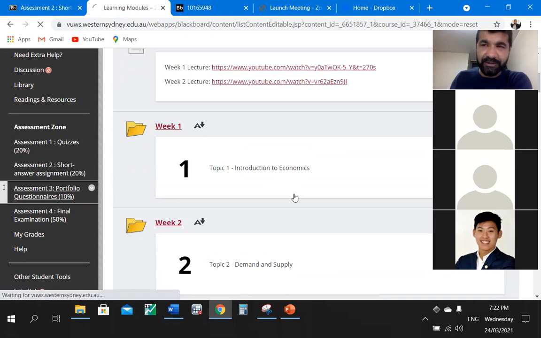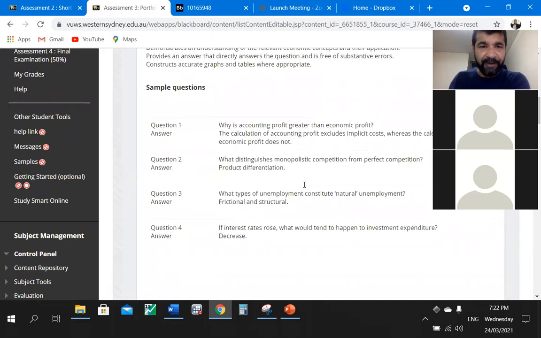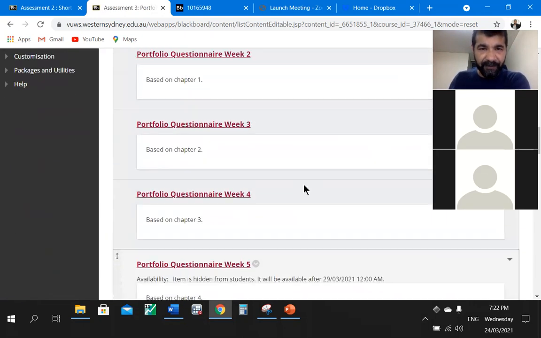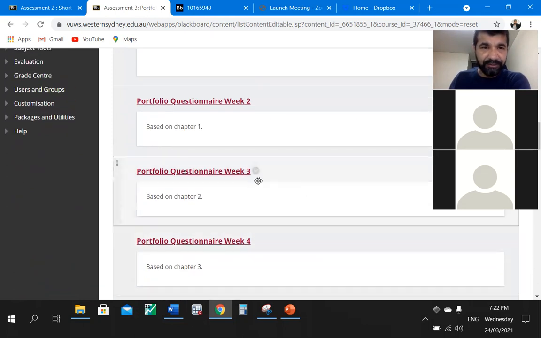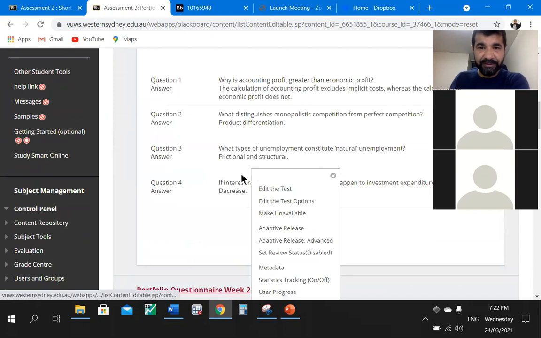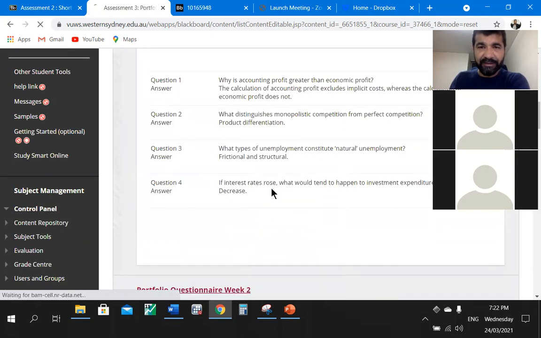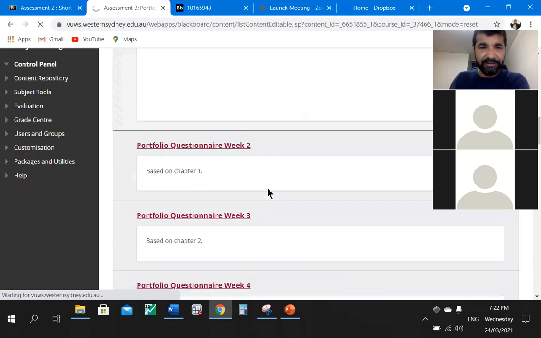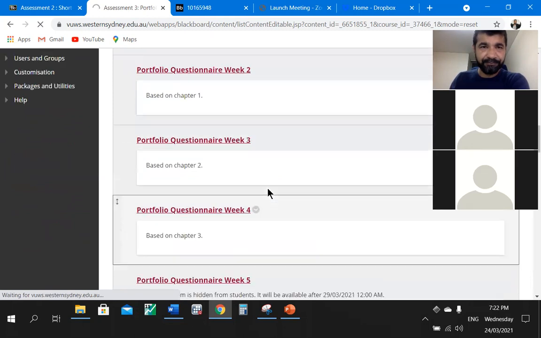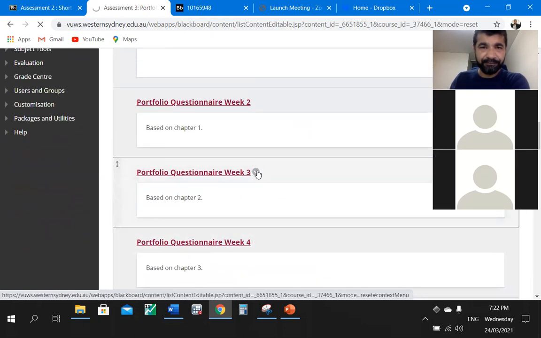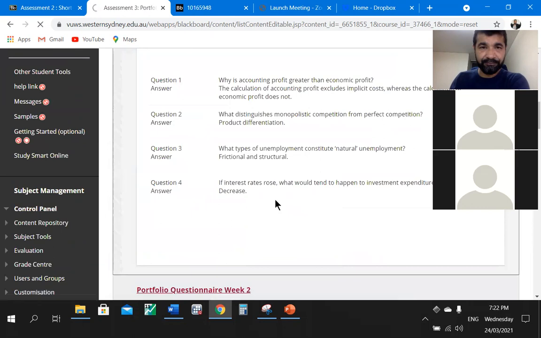Okay, let me fix the portfolio one first. Is it portfolio where we can review our mistakes? Okay, I will do that. So portfolio week 3. Let me fix it. Edit the test.